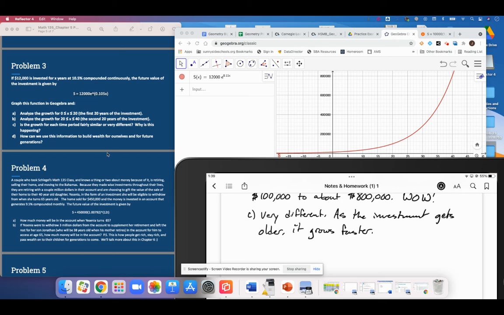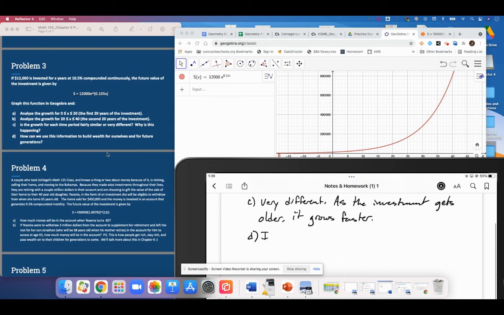And how can we use this information to build wealth for ourselves and for future generations? We would make the decision to invest some money and walk away for a long time to let it grow.